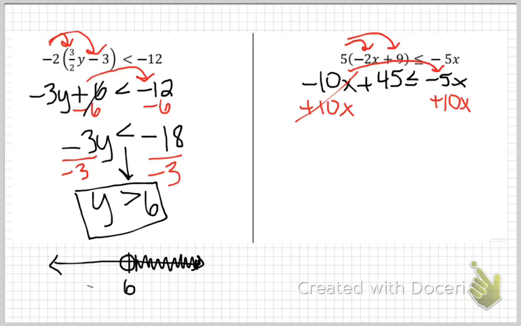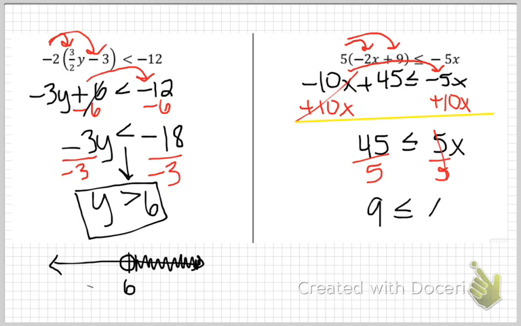Cancel. We bring down the 45. We bring down the same inequality. Negative 5x plus 10x is 5x. Negative 5 plus 10 is the same thing as 10 minus 5, which gives you 5. And at the very end, we're going to divide by 5, divide by 5, and so we get 45 divided by 5 is 9, and 9 is less than all the numbers, than x.